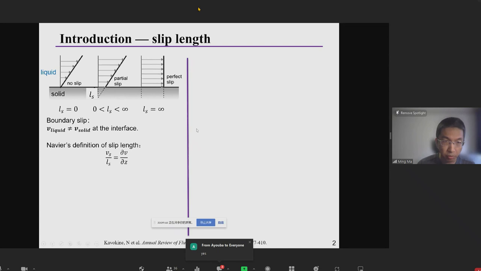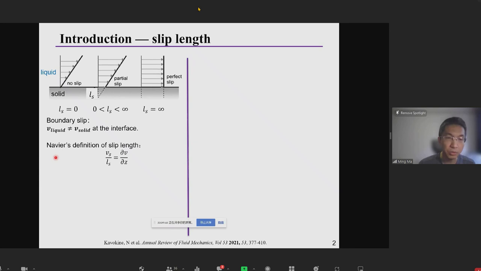So first, for those of you who are not familiar with this, I will give a very short introduction about the slip lines. As shown in this figure, this is a schematic of the velocity profile when the liquid is sliding on a solid surface. It shows three typical states: no slip, partial slip, and perfect slip. Partial slip means that the velocity of the liquid next to the solid surface does not equal the velocity of the solid. This is termed slip.